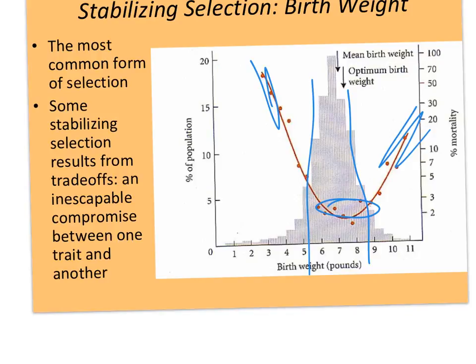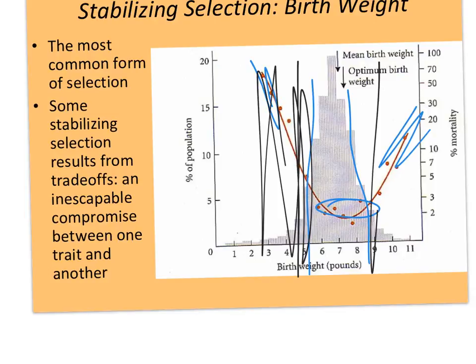Underweight babies, they generally don't have as high a survival as normal-sized babies. They don't have as many resources. And so they usually have lower survival, higher mortality, as we see up here. Now, of course, on the other end, high birth weight babies, they tend to not only kill themselves, but their mothers as well. And so there's really strong selection against anything on either end.